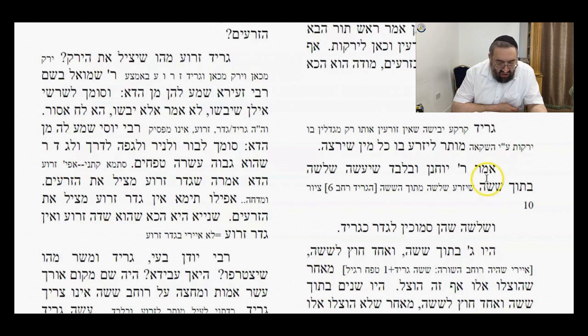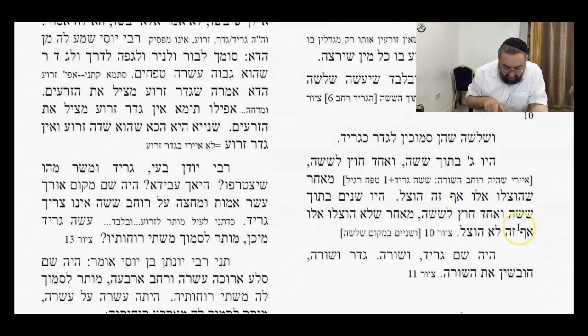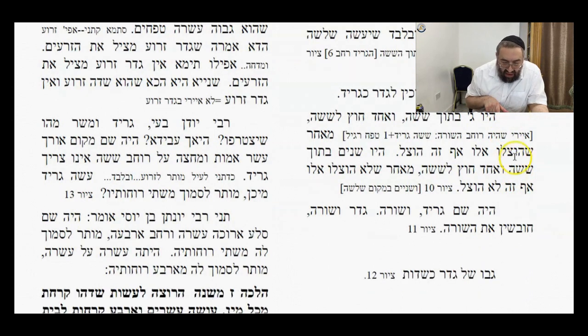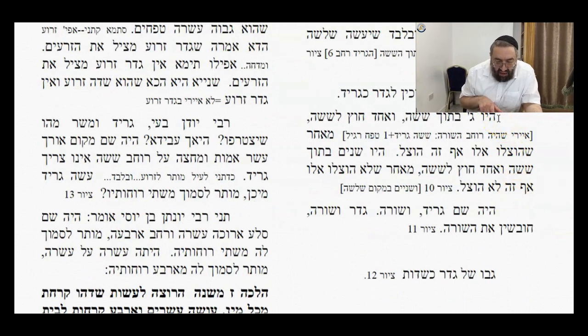Now, ushloisha shehed smuchin legeder kagrid. Also, if you have 3 tvachim of land next to a fence, at the edge, so you have 3 tvachim and you've got a fence, that's also okay. That area is hard and dry, and it can combine with the dry land, so the fence area can combine with the dry land to make a 6 by 6 tefach row where you can grow these other species as well.